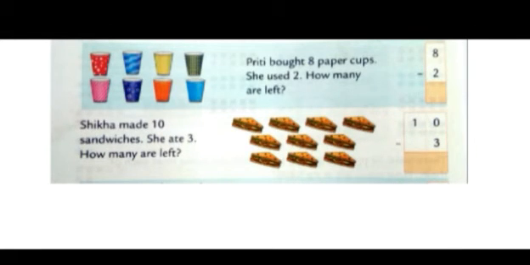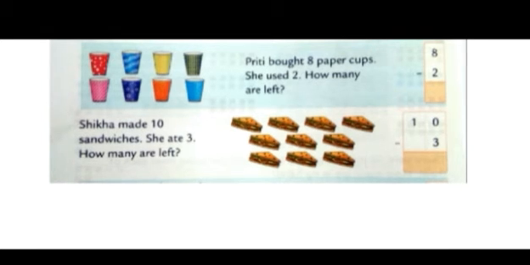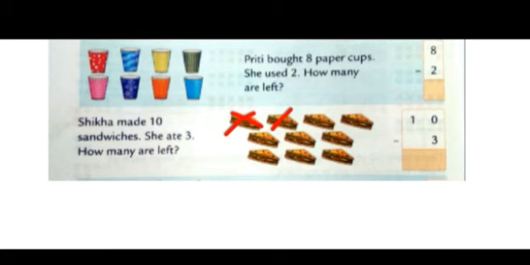Shikha made 10 sandwiches. She ate 3. How many are left? So total 10 sandwiches are there and out of that she ate 3. So let's first cut those 3. 1, 2, 3. How many are left? So let's count the remaining ones. 1, 2, 3, 4, 5, 6, 7. So total 7 sandwiches are left.